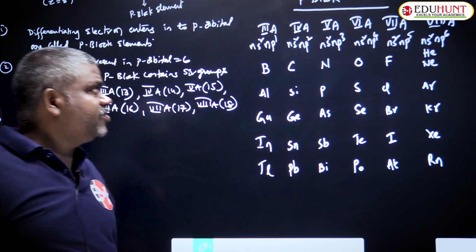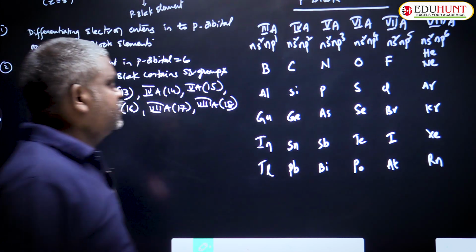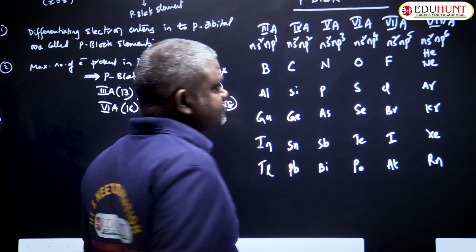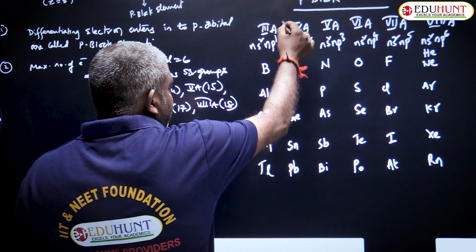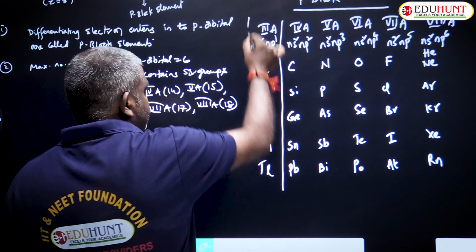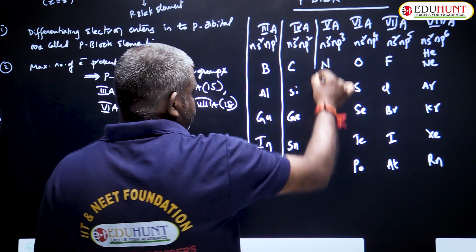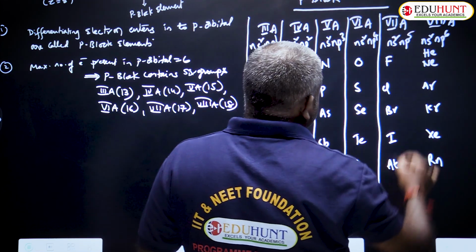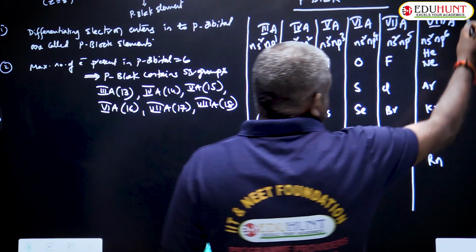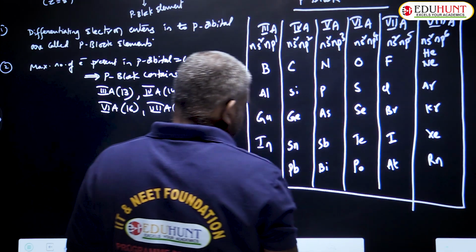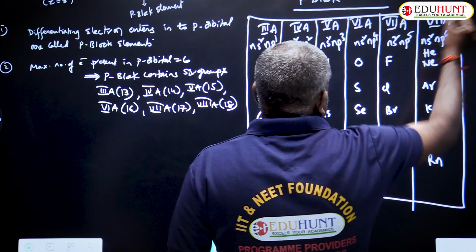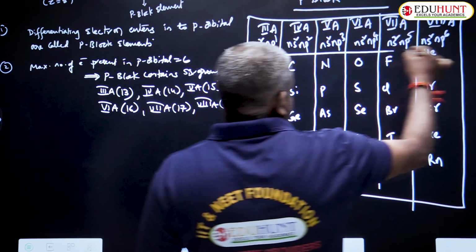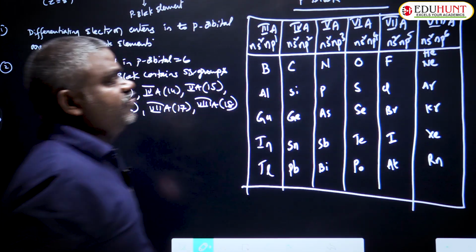Because the total number of groups present in p block is 6 groups. See, vertical columns are called groups in the periodic table. There are 6 vertical columns present in p block, like this. See, these are 6 groups. They have a general electronic configuration also.